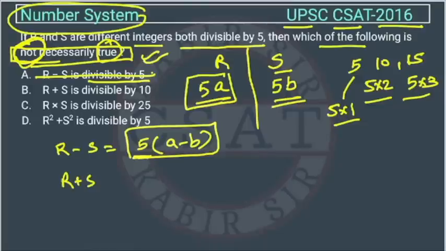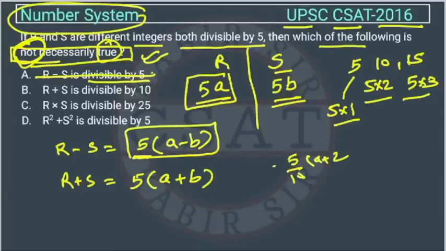R plus S will be 5 common, so this will be 5 into (a plus b). So can we divide this? Is this number divisible by 10? This number is divisible by 5, right? But this number is not divisible by 10, because if we divide it by 10, we will get (a plus b) by 2. So this number is not divisible by 10, right? We have to find the wrong statement, so this is our answer. So our answer is option B.